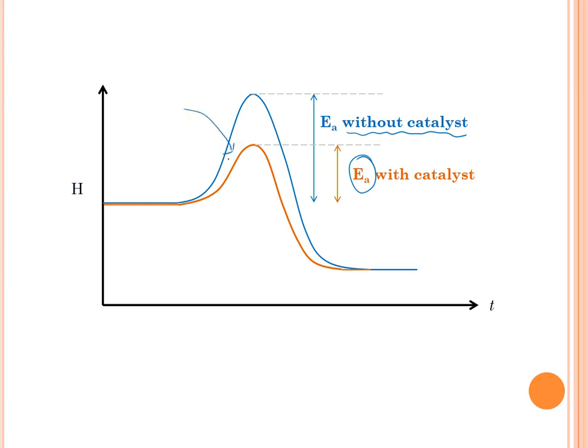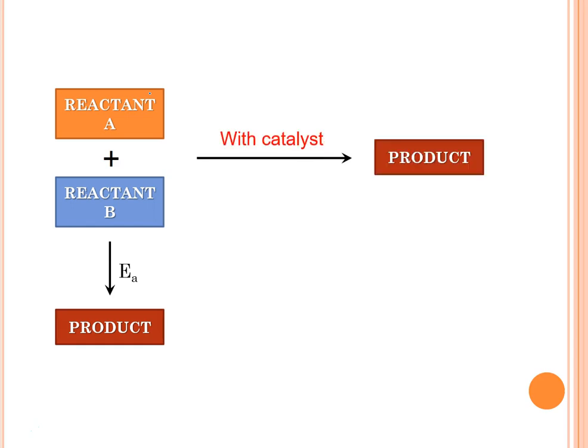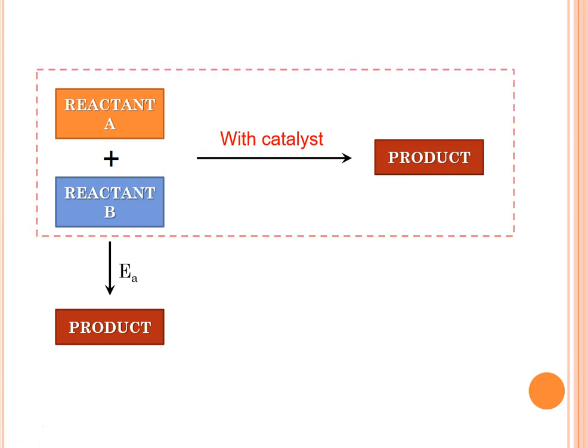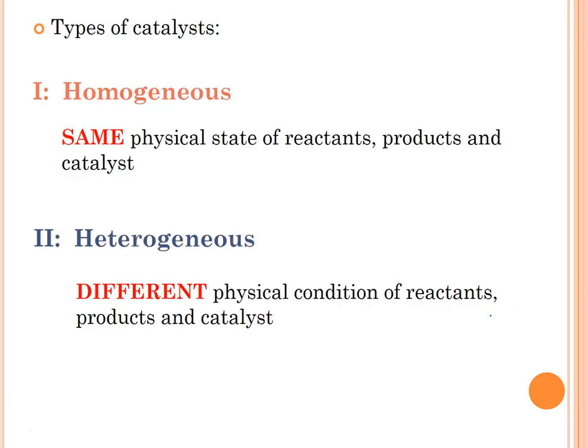When a catalyst is being used, there are more particles with energy greater or equivalent to activation energy. Reactant A reacts with reactant B would form a product, and this requires certain amount of activation energy. So with the presence of catalysts, it requires a shorter time to complete the reaction. There are two types of catalysts.